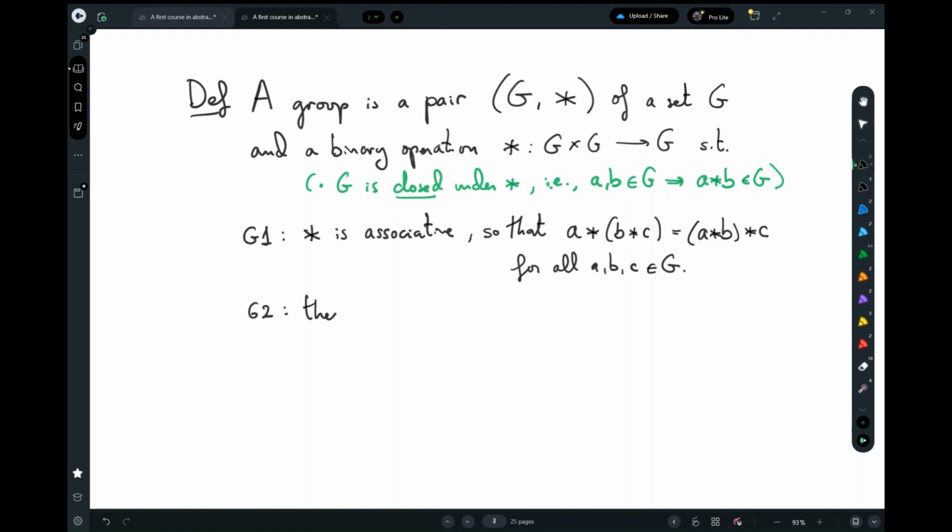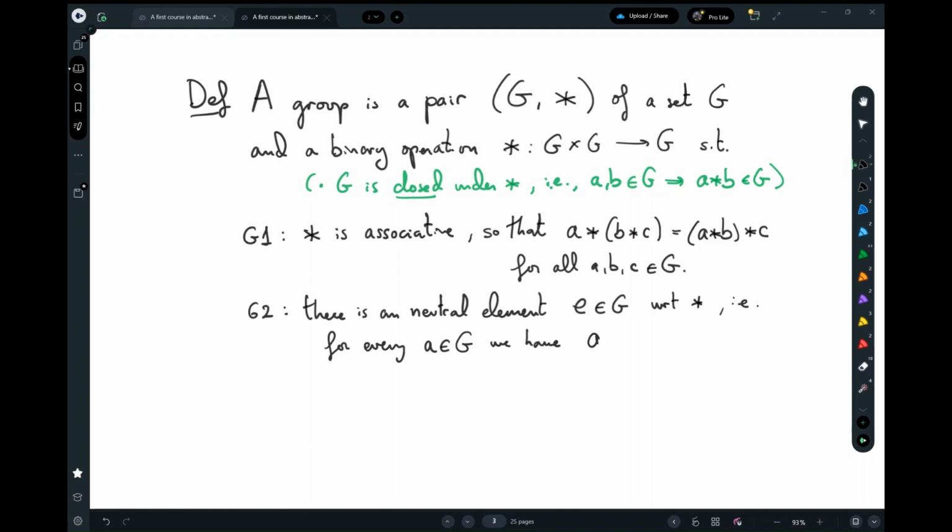Second, there is an identity element or a neutral element, E in G with respect to star, i.e., for every A in G, we have that A star E is the same as E star A is A. So it doesn't do anything when I operate with this element E.